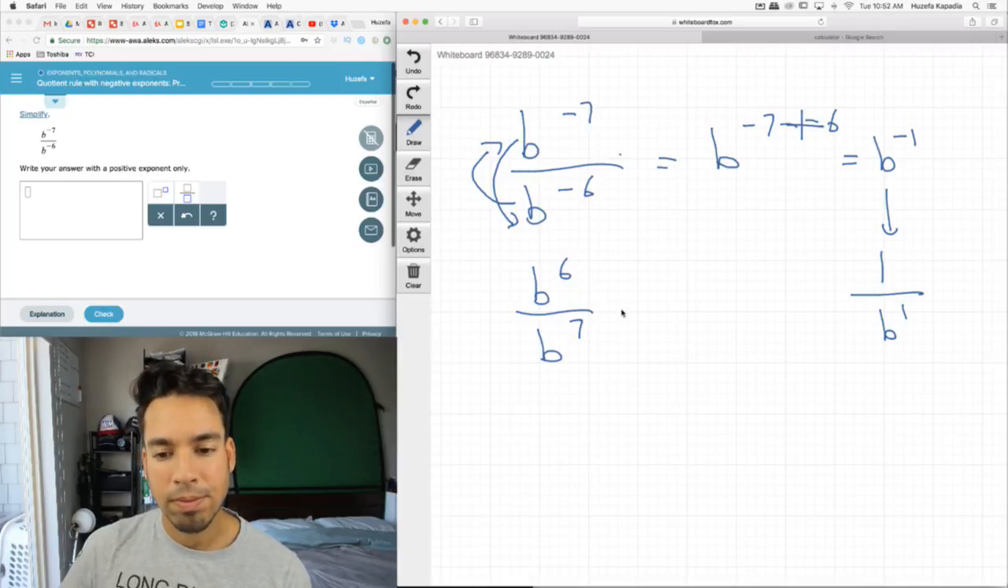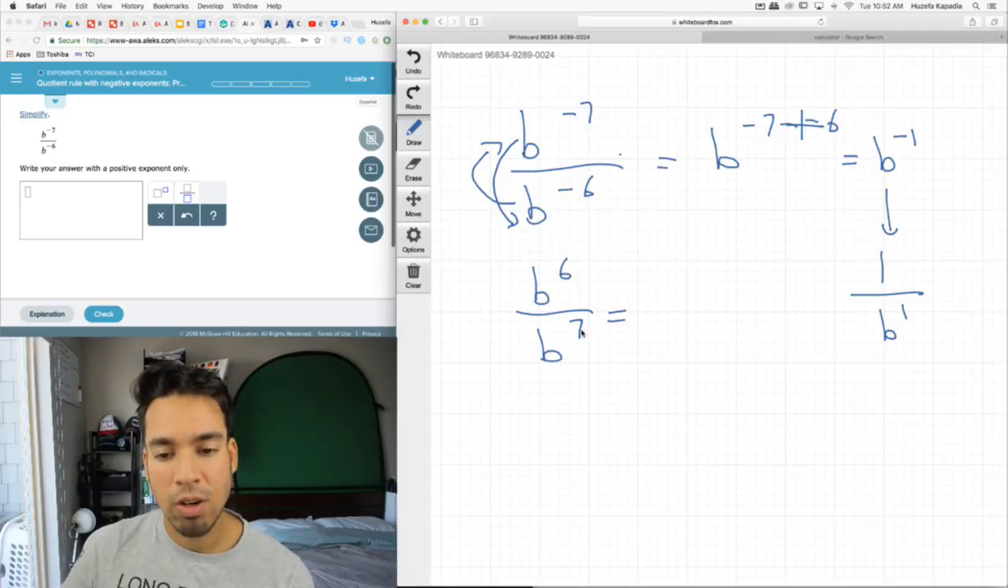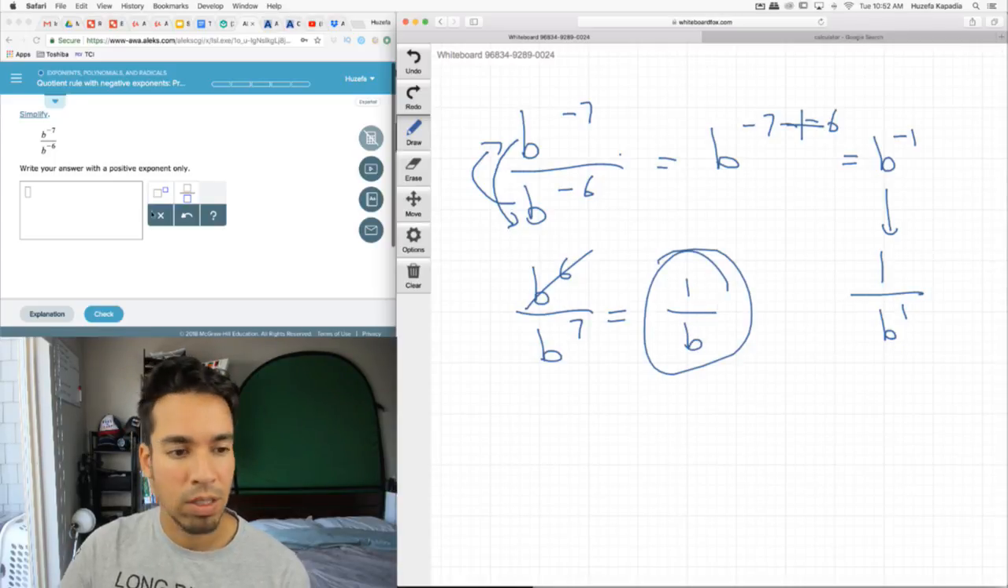And now we have two positive exponents, and we can subtract, but it doesn't matter which way we go. We don't have to subtract down. I mean, we can, but we can also just say, okay, well, 7 minus 6, this cancels out to 1, and we just have 1 b left in the bottom, 1 over b. 1 over b or 1 over b to the first, same thing.